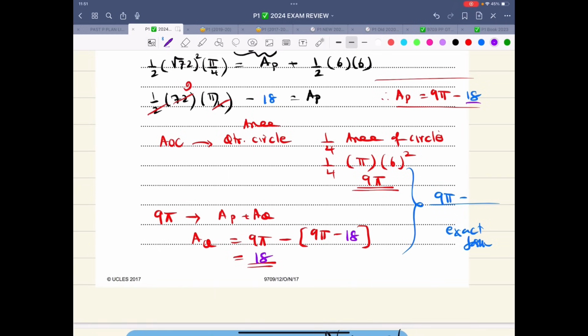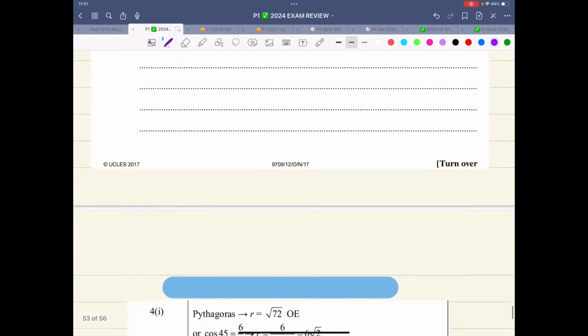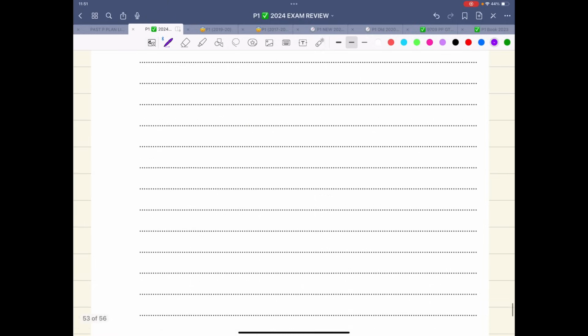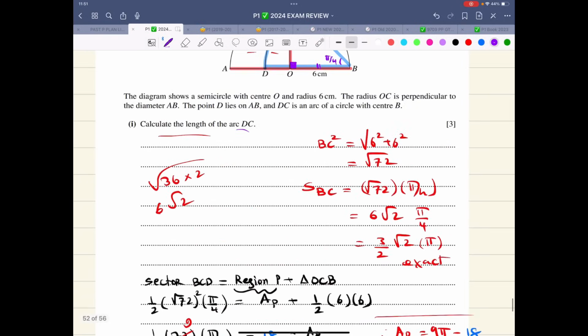That is 18. So 9 pi minus 18 divided by 18. Actually, it's q at the bottom, so q is 18. So now double check. So this is 18 over 9 pi minus 18. It's upside down, and that doesn't make a difference because if it's the other way around, p over q, and then you get the answer.